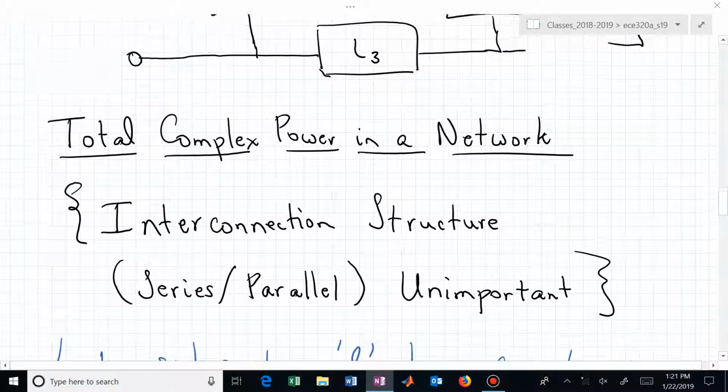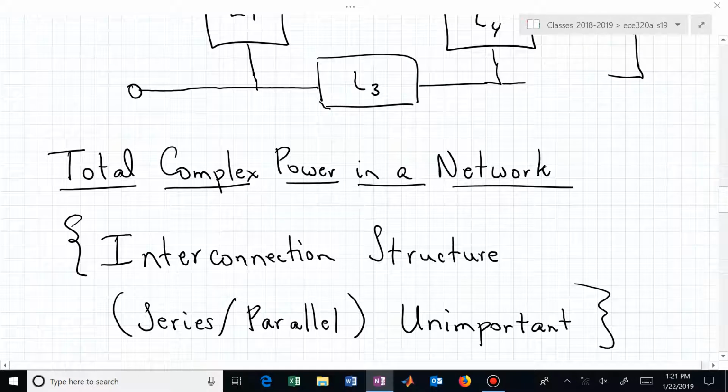The nice thing about working with complex power is the way that these loads are interconnected, whether they're in series, whether they're in parallel, it's not important. We simply have to add up the complex powers vectorially, so we have to add up all the P's, we have to add up all the Q's, take their orthogonal combination to find the total complex power.